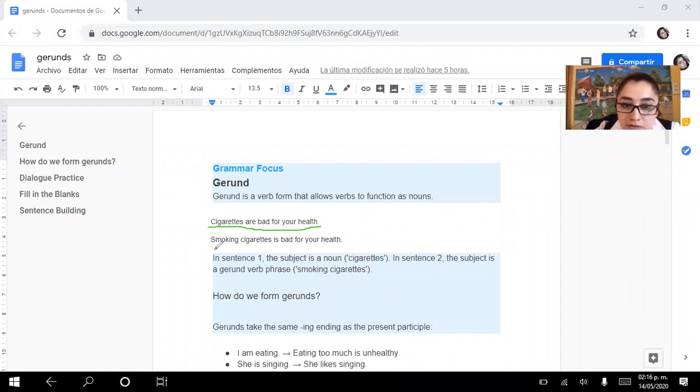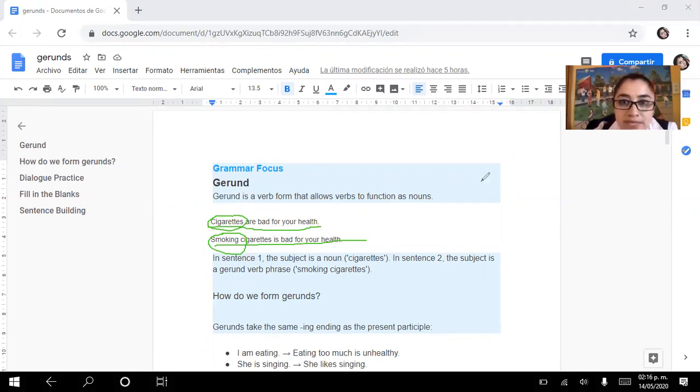And then we have another: Smoking cigarettes is bad for your health. We notice that in sentence number 1, the subject is cigarettes. But in sentence number 2, the subject is a gerund, smoking. In this case, the gerund is used as a subject because it's at the beginning of the sentence.